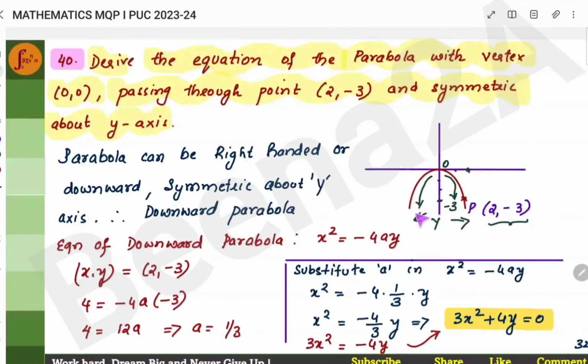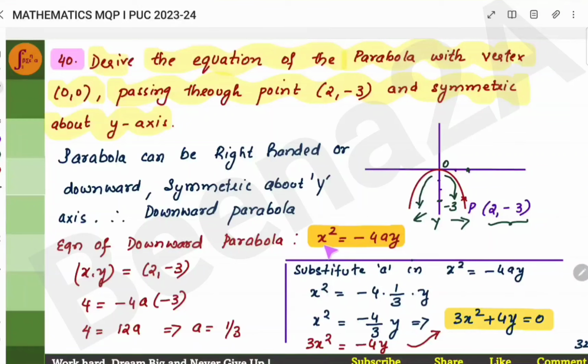Now, what is the equation for a downward parabola? It is nothing but x square equals minus 4ay. X square equals minus 4ay, right? Now, there is a video on parabola. There's a complete playlist on parabola. There are ways to remember these parabola characteristics and parabola types. So you can remember their equations, their focus, their directrix, length of latus rectum, etc. So you can go through that playlist.